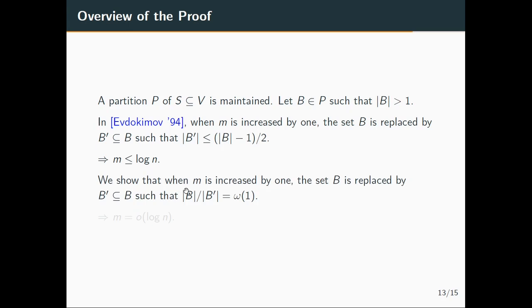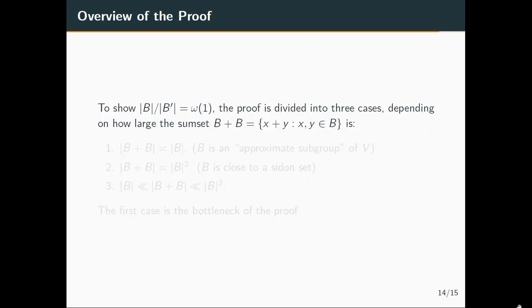And we could show that if we consider linear m-schemes, then every time m is increased by 1, the set B is replaced by a new set B prime, and the cardinality is reduced by a super constant factor. And this implies that m is at most little o(log n). So each time the cardinality of the set is reduced by a super constant factor. Our proof for this fact is very complicated. I don't have time to get into details, but basically the proof is done by divide and conquer.